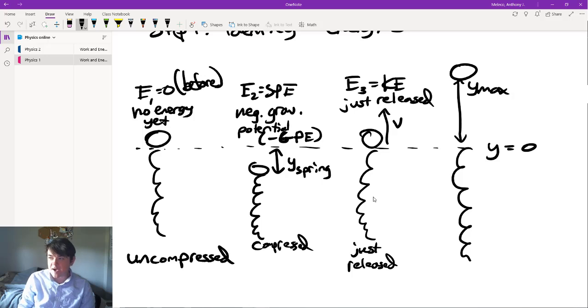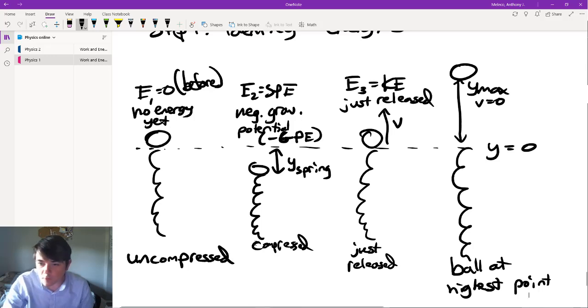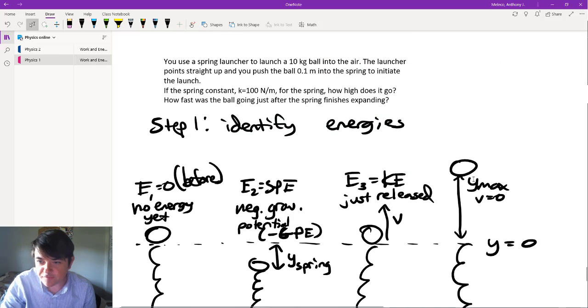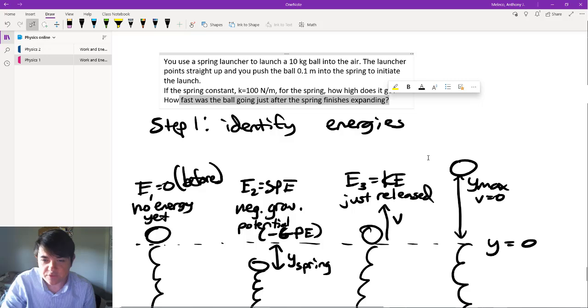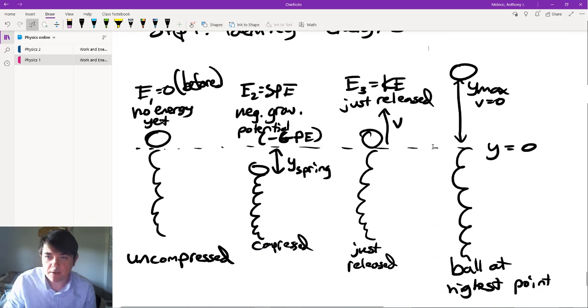And what happens at y max? V equals 0. So this is the ball at its highest point, v equals 0. Because we want to know how high it goes, and we also want to know how fast it was going right after the spring finishes expanding. We'll call this E4, and this will only have gravitational potential energy.